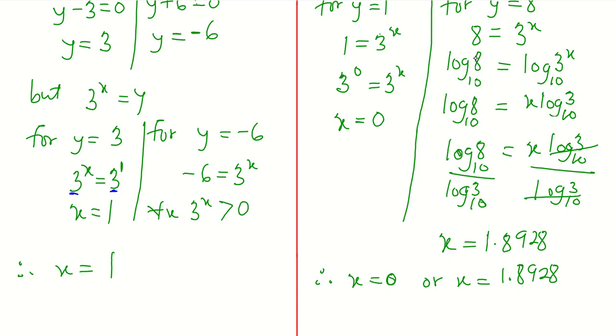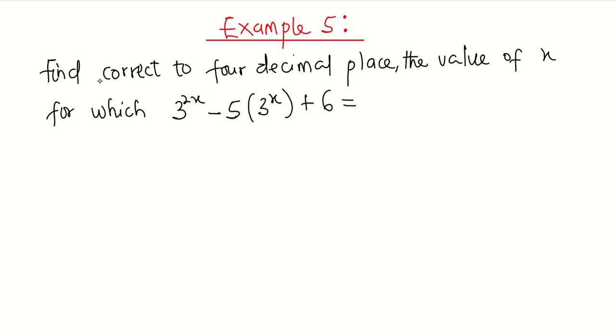Now let's take an example on a situation where we are going to get the root of the quadratic equation not being able to be expressed as a perfect square or perfect cube. So we are going to take an example on this instance too. So our last example for today's video. In example 5, you are asked to find, correct to 4 decimal places, the value of x for which 3 exponent 2x minus 5 multiplied by 3 exponent x plus 6 is equal to 0.